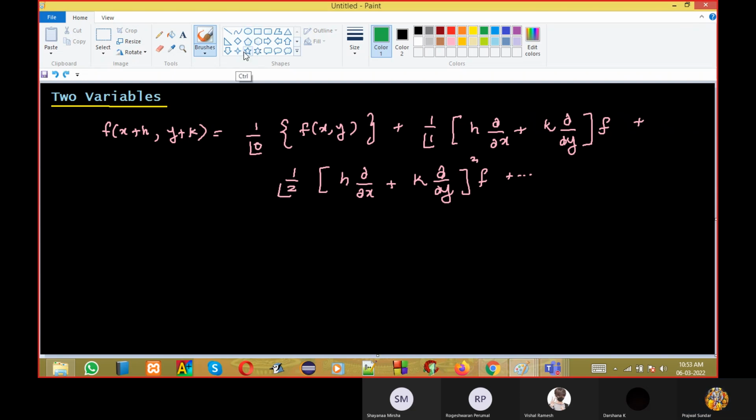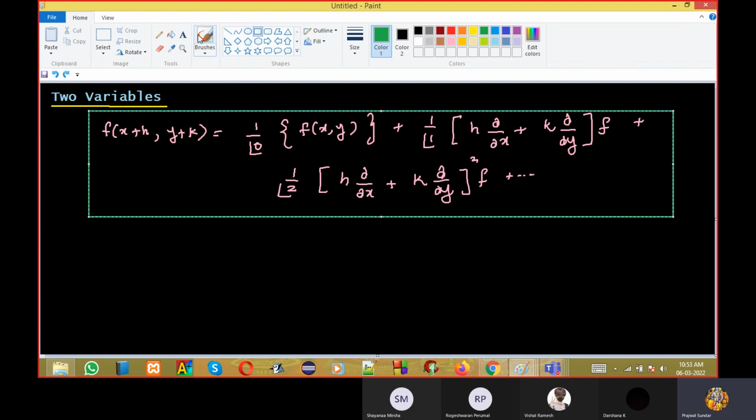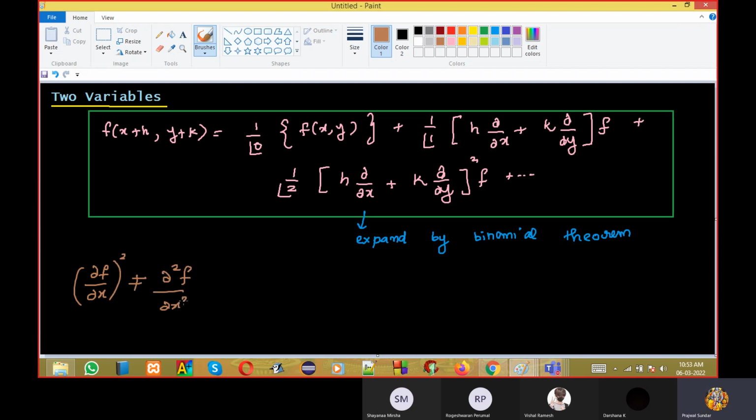I'll tell you one thing here. All this you need to expand by binomial theorem. And I'll tell you one big difference, a big confusion you will have. Listen carefully. Suppose I'm saying dou f by dou x whole squared. This is not equal to dou squared f by dou x squared. This is correct. But here, suppose I'm saying dou by dou x whole squared into f. This is equal to dou squared f by dou x squared. There's a major difference between the two. This major difference you should understand.